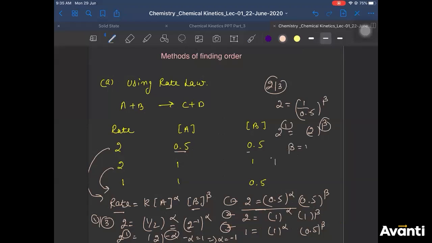Now total order. Your total order is alpha plus beta. That means minus 1 plus 1 equal to 0. So your overall order of this reaction is 0 order reaction, but it is first order with respect to B, negative order with respect to A. Correct? So I hope it is clear. All right. So any doubt whatsoever in this question, guys?